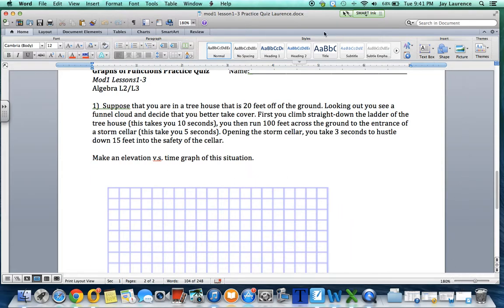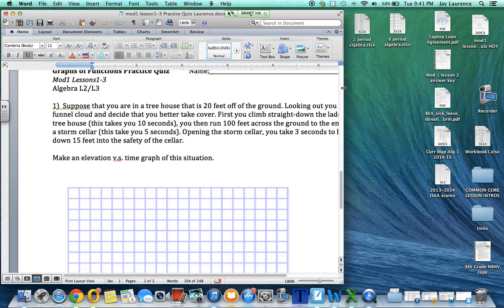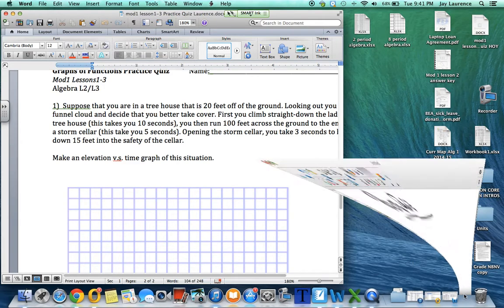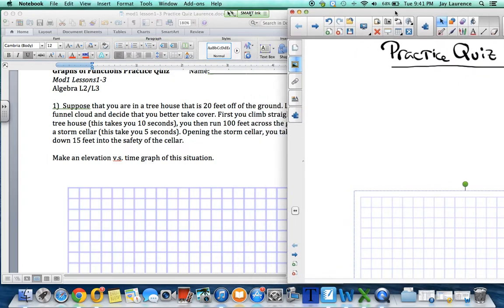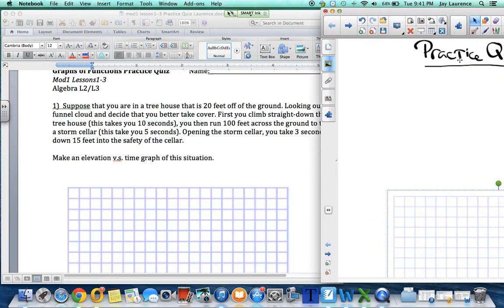So I'm going to have to kind of go between things here. Let's see if I can make this a little bit smaller and bring my video back up. Well, the first thing I'm going to do is make a table. I'm going to do time, and then elevation.